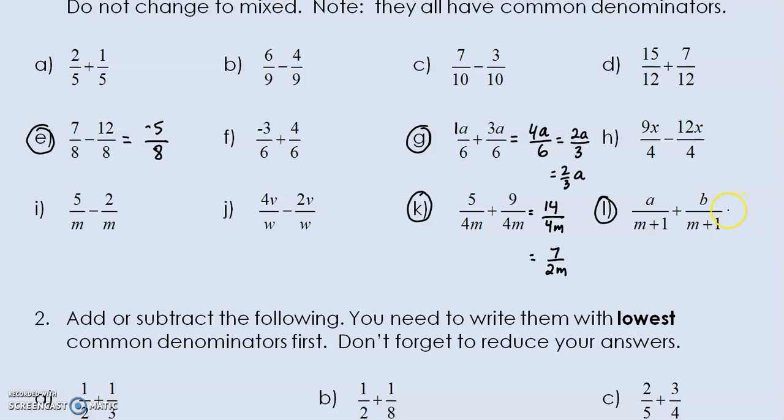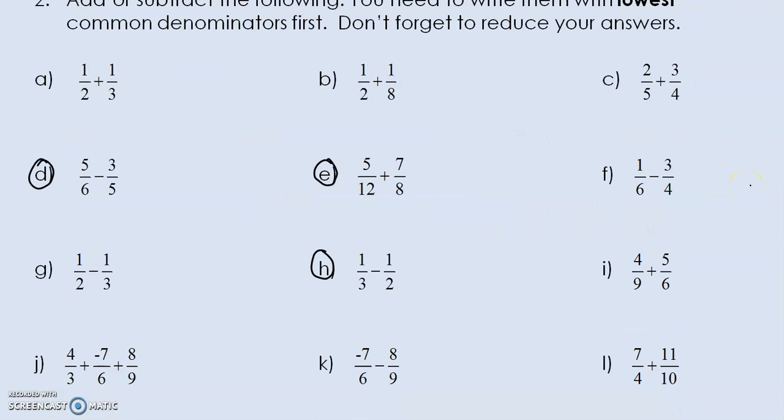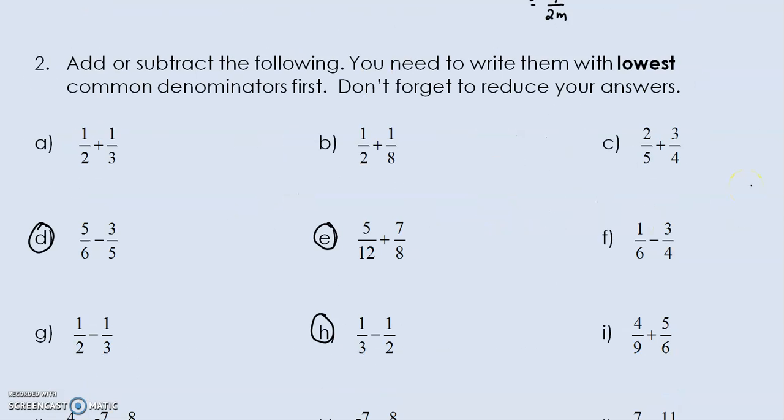And letter L looks ugly. It's still the same thing. It's just m plus 1 on the bottom, and you add those tops. And remember, they're not like terms. You can't do anything to combine them. So be aware of that. Your question stops at this point. Nothing more to do. Now, in the next section, we're taking a look at some really basic grade 7 questions.